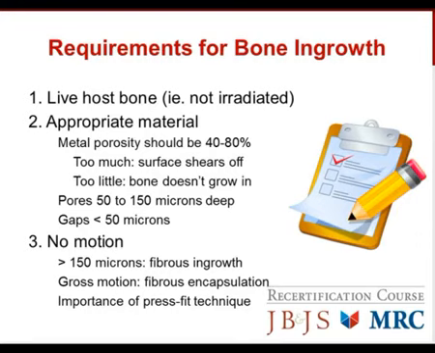Number two is you need an appropriate material. You need appropriate porosity. If you have too much porosity, the surface can actually shear off of the cup. Too little and the bone won't grow in. I've listed the necessary pore depth as well as the gap. The pore depth needs to be between 50 and 150 microns to adequately achieve ingrowth, and a gap of less than 50 microns is required.